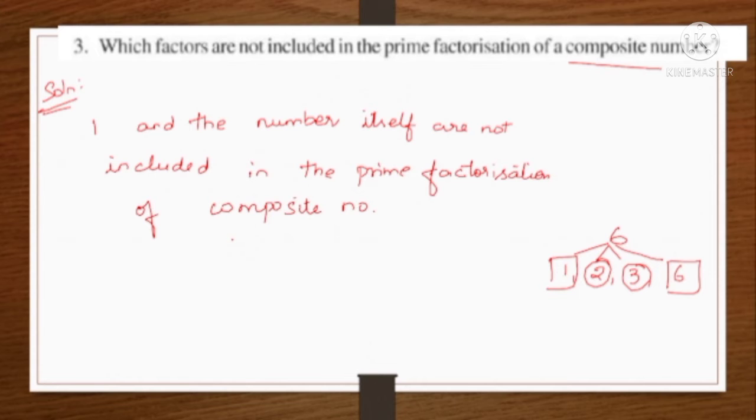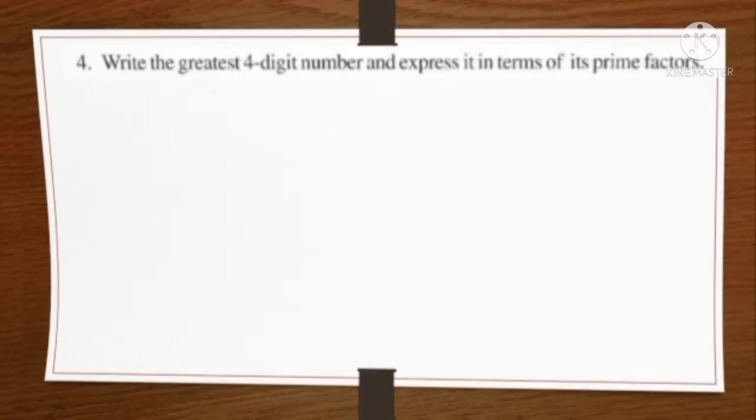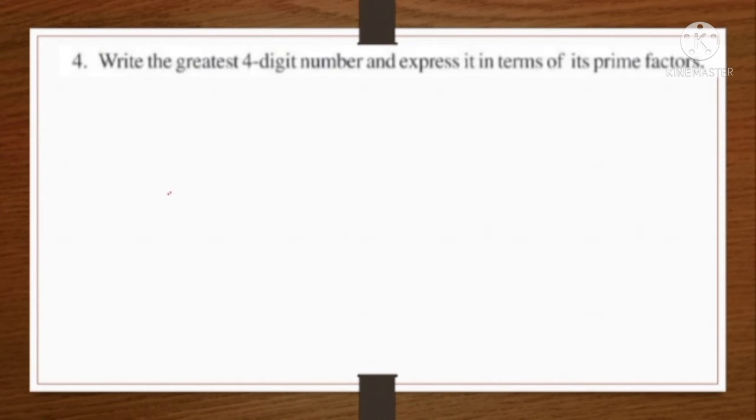The next, moving towards the next sum. Sum number 4. Write the greatest 4-digit number and express it in terms of prime factors. So what is the greatest 4-digit number?